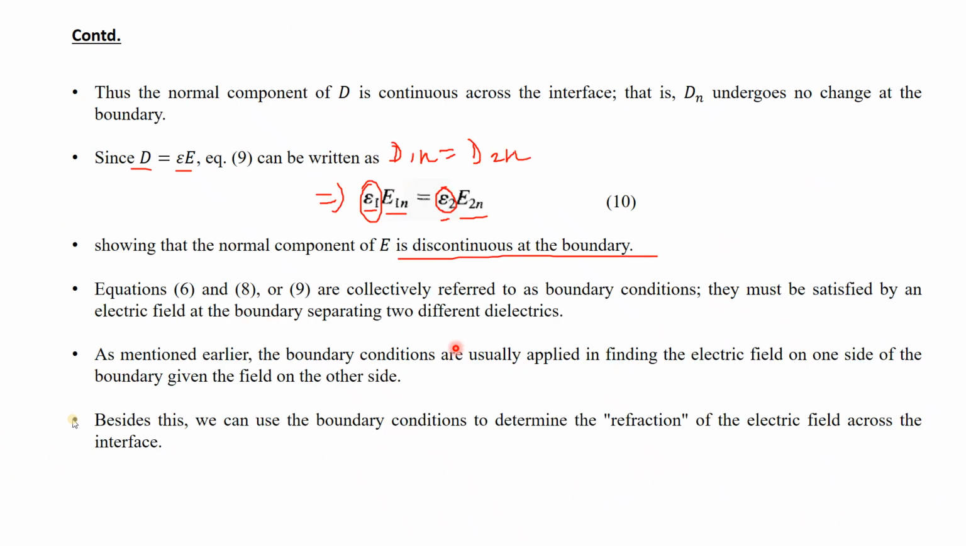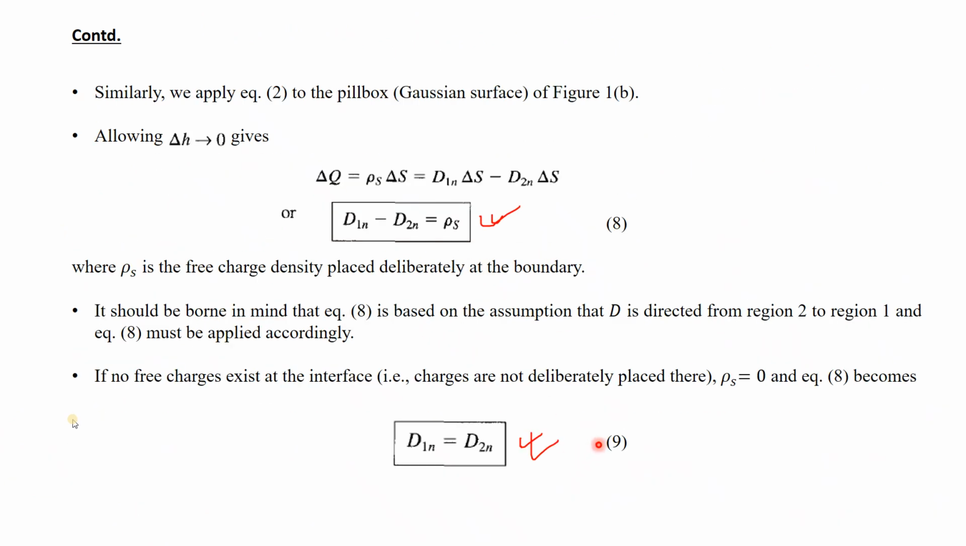Because if it were not 0, we would not be able to write this equation. This conclusion was made considering that at the interface the normal component of D is continuous; if there is some charge, then the subtraction D1 minus D2 will be rho s, not zero. Okay, once again.